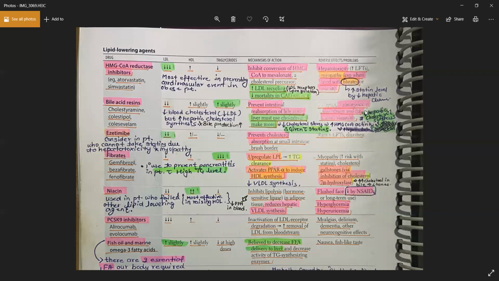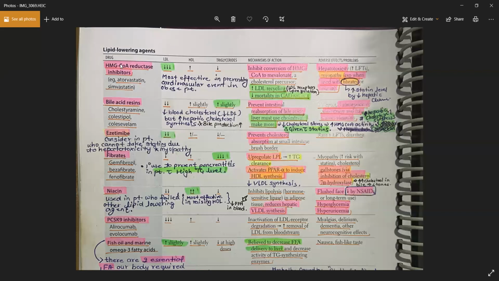Okay, they decrease the absorption of free fatty acids and the cholesterol and the fat-soluble vitamins also. So they can cause vitamin deficiency. They can cause GI upset, diarrhea, very fatty diarrhea will be there, right? Ezetimibe inhibits the cholesterol absorption. So they will reduce the LDL level, slightly increase the HDL, and slightly decrease the triglycerides. You will use these drugs only when the statins cannot be given.